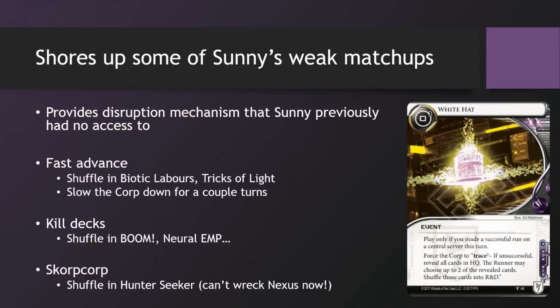What about kill decks? While you can trash Boom from hand, there are still cards like Neuro EMP and Hard-Hitting News that are just very annoying to deal with. White Hat, again, solves that problem. Send them back into R&D and suddenly they can't really threaten a Hard-Hitting News on you early on. That must be pretty good.